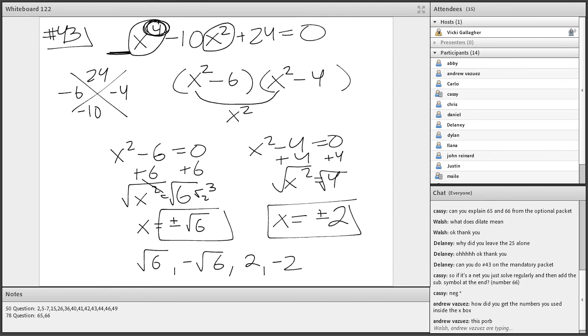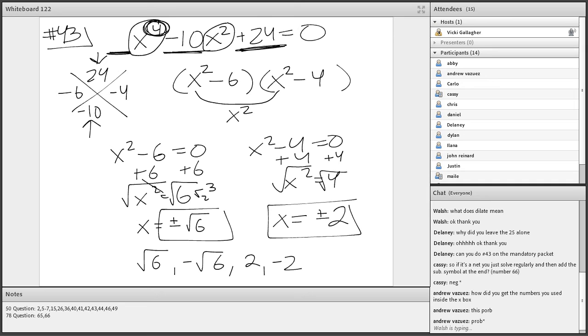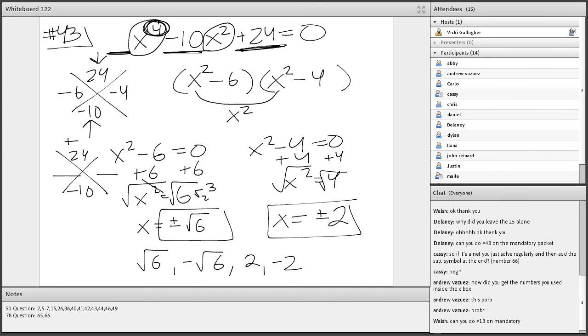So the 24 came from the end of the problem. I put that up here. And then the negative 10 came from the middle. And then I know if I'm going to multiply to make a positive number, then I need the 2 symbols on the sides to be the same. And if I want them to add to make a negative number, that means they both have to be negatives, because a negative times a negative is a positive, but a negative plus a negative is a negative.